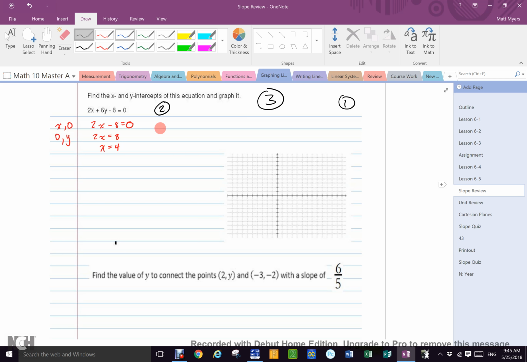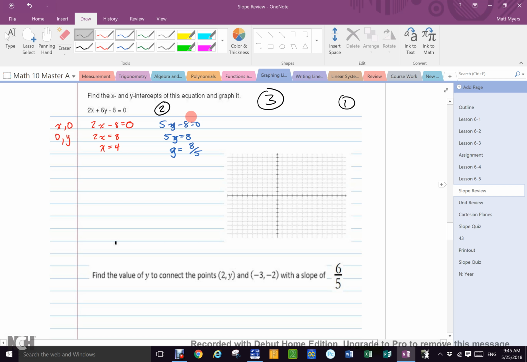So the y-intercept, now x is 0. So what happens to that 2x? Disappears. So I have 5y minus 8 equals 0. 5y equals 8. Y equals 8/5. If you have all that, you get 2 marks.